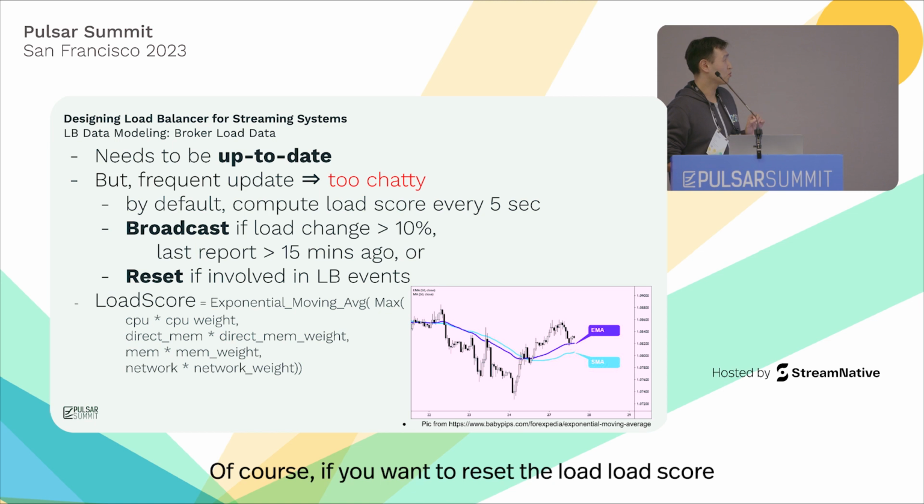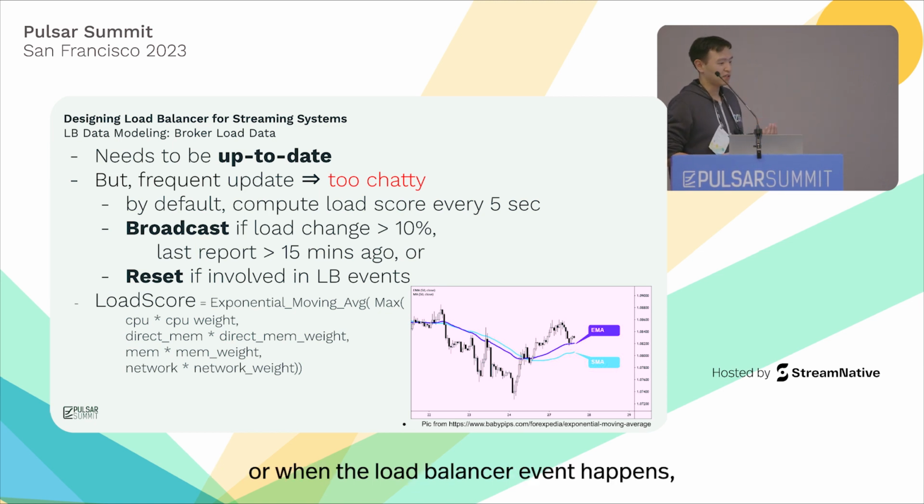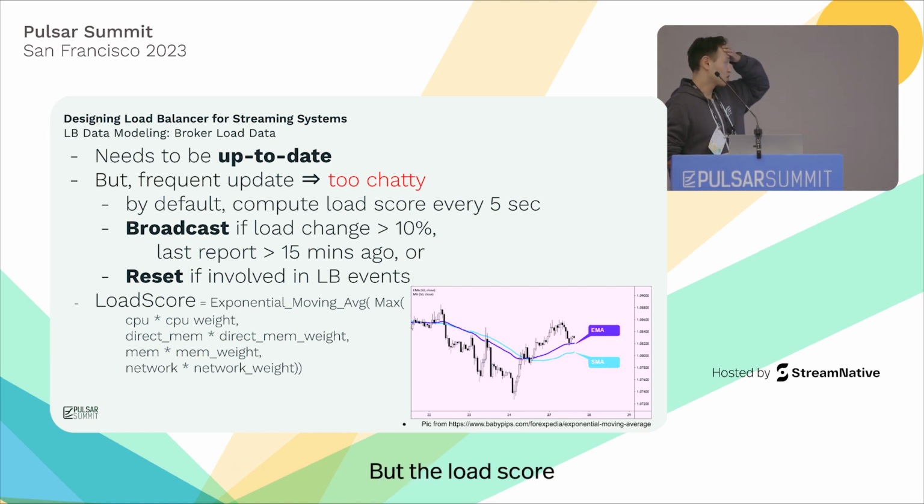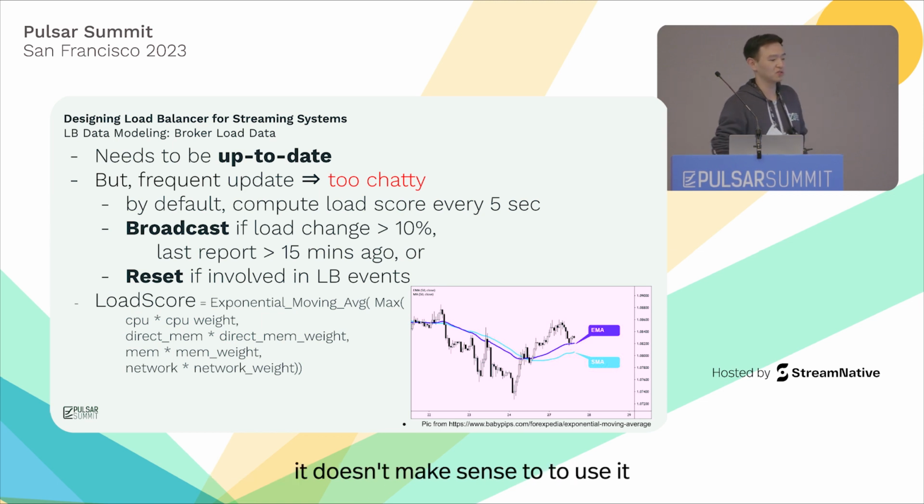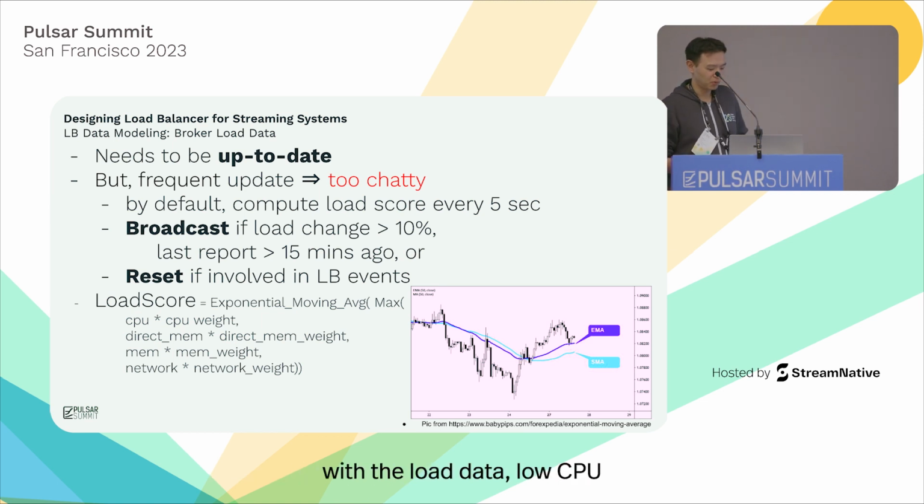Of course, we want to reset the load score when a load balance event happens, like unloading, and reset the load data as well. About the load score, we're using an exponential moving average to smooth any load signal spikes. Because if the CPU has so many spikes, it doesn't make sense to use raw CPU signals for load balance decisions.